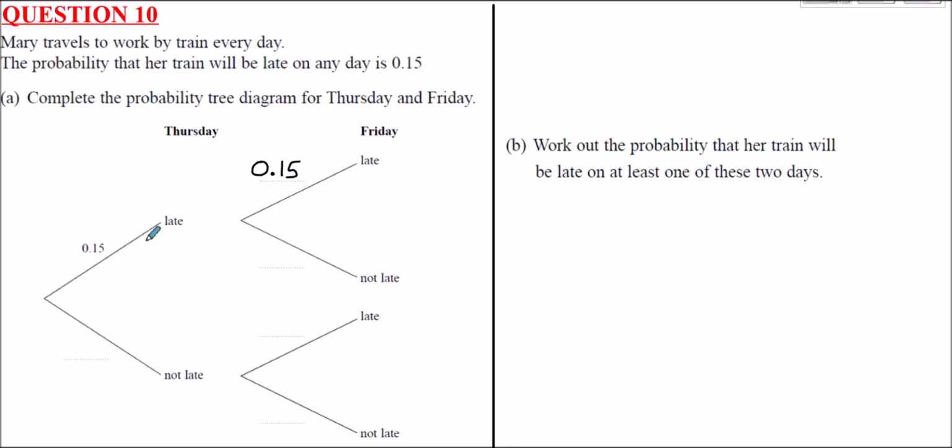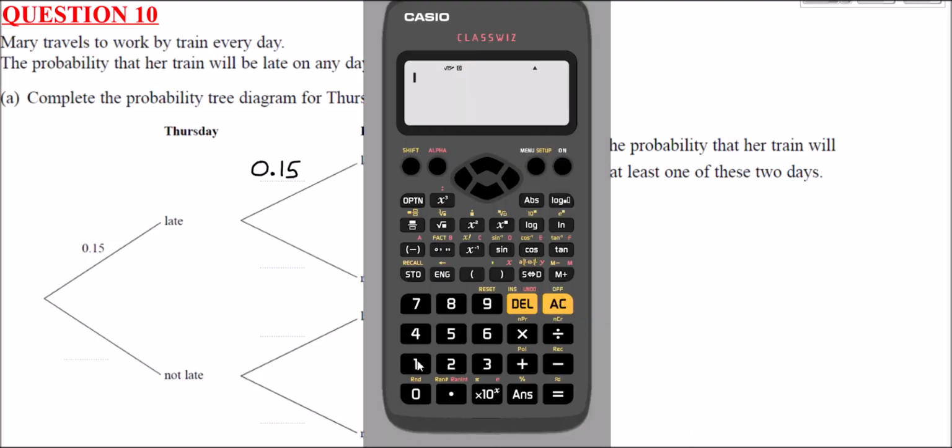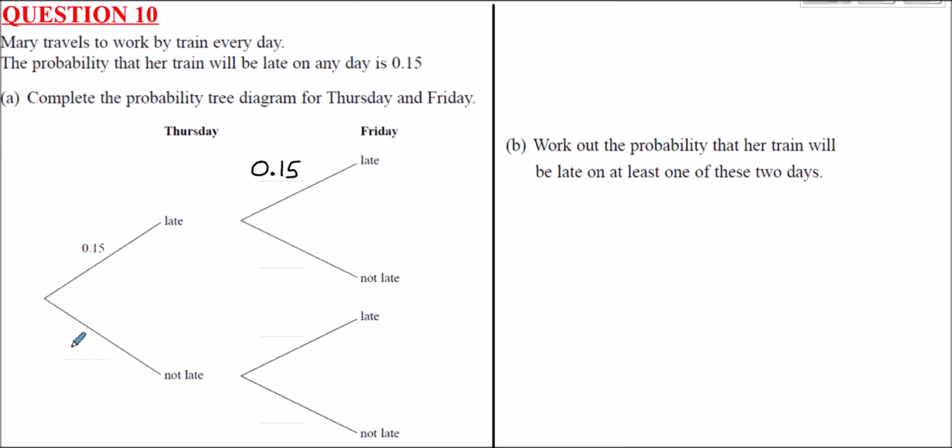Now there's only two branches for each day because obviously a train is either late or it's not late. It's a binary choice, it's either one or the other. Remember, the sum of all probabilities for any event will always add up to 1. If this one is 0.15, we can work out this one by doing 1 subtract 0.15, which is 0.85. But just to show you, 1 minus 0.15 gives us 0.85.